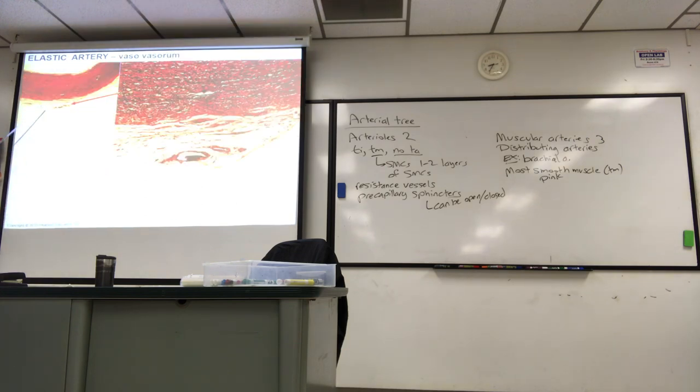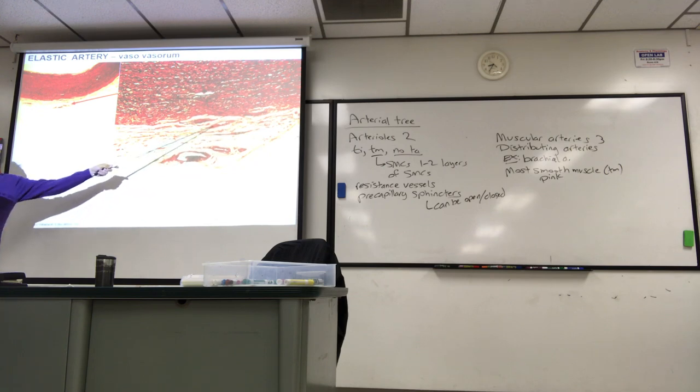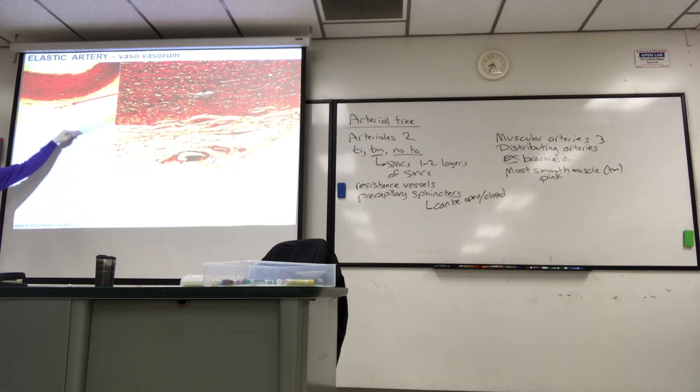Or identify that layer as TA, but I'm pointing at the vasa vasorum. I blew it up there. These are little vessels of the vessel. Even that is as well. The cells in these layers don't have access to blood that's flowing in the lumen, so that's why you need it.